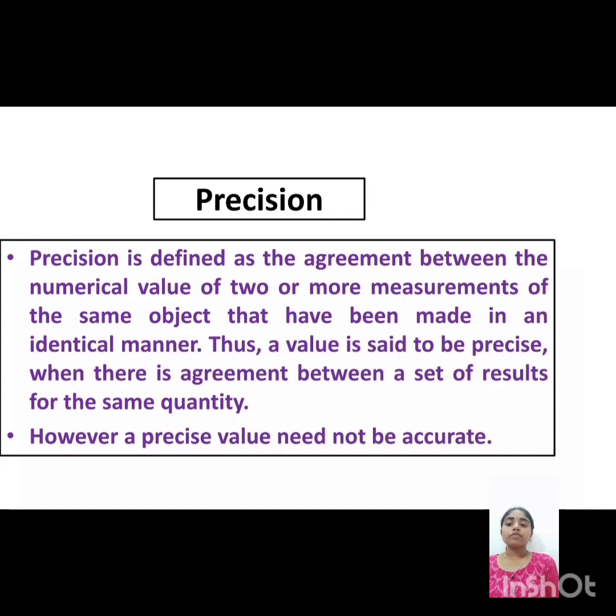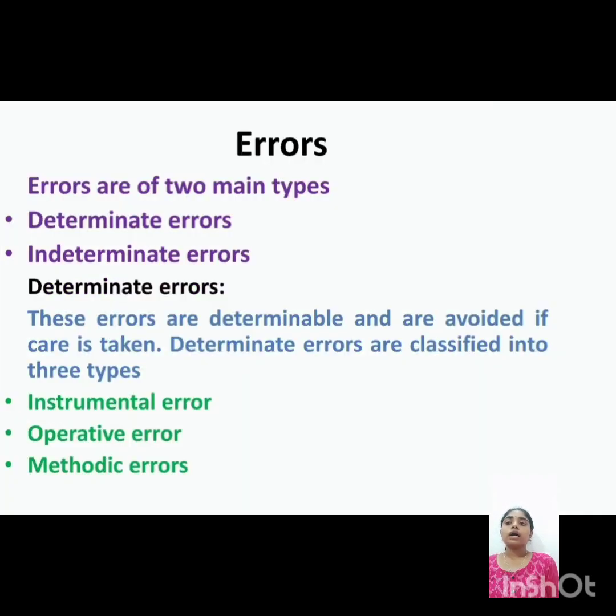Next we will move on to the main topic, errors. Error is defined as the difference between the true value and the experimental value. There are two main types of errors. The first one is determinate errors. The second one is indeterminate errors.